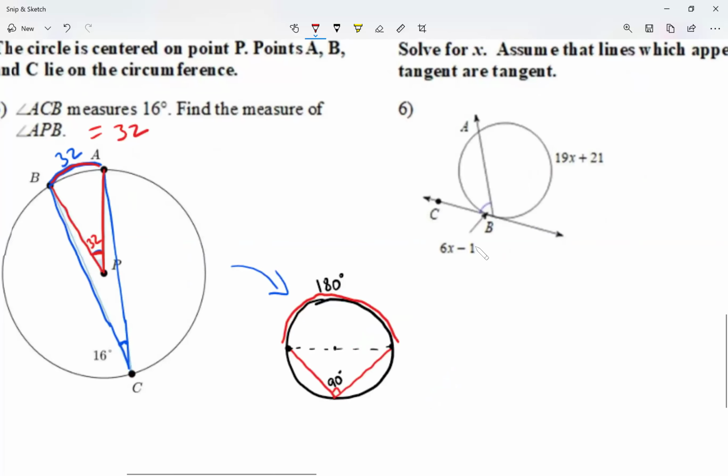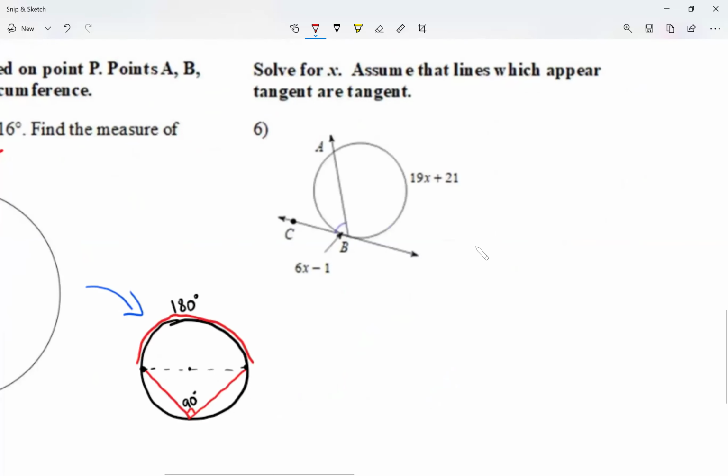Nice. Now let's take a look at question number 6. Solve for x, assume that lines which appear tangent are actually tangent. Now, tangent lines, tangent segments are those segments that touch the circle only once. So this line right here appears to be tangent. So we're going to say that is tangent, right? It touches the circle only once, which is right here at the point B. But then I see this other part here.